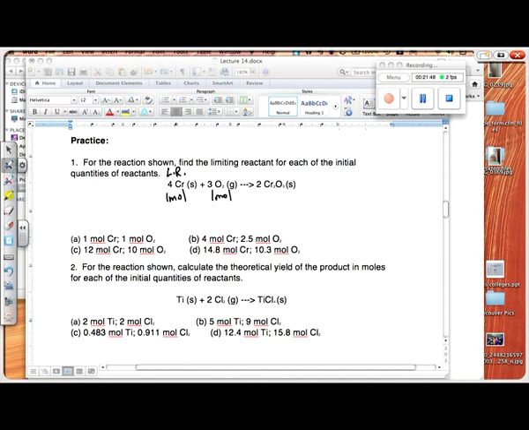What I'm going to do is identify those by putting that over, and then I will erase to do the next one. B, 4 moles of chromium and 2.5 moles of oxygen. 4 divided by 4 is 1. 2.5 divided by 3 is going to be smaller than 1. So this is my limiting reactant. Oxygen is limiting in B. I don't even have to go through the math. For some of it, I can just know which one is smaller.